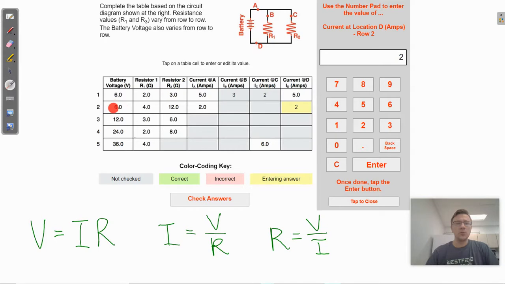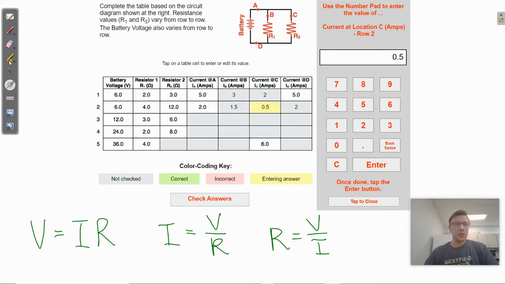We're going to take battery voltage, which is still 6 here, divided by resistor 1. So 6 divided by 4 is 1.5 for the current going through the first resistor, or the branch B, and then 6 volts dropped at R2 divided by the resistance at R2. 6 divided by 12 is going to give us the remaining 0.5 amps that are going through branch C. When you add the branch B and C together, it does equal 2. Okay, all right, so we'll keep moving here.